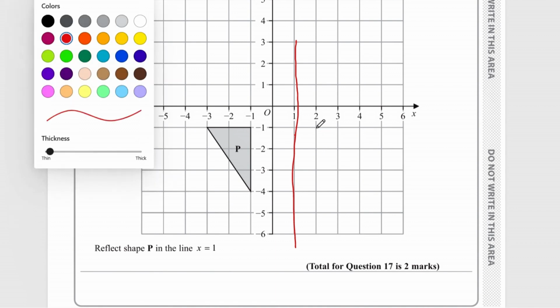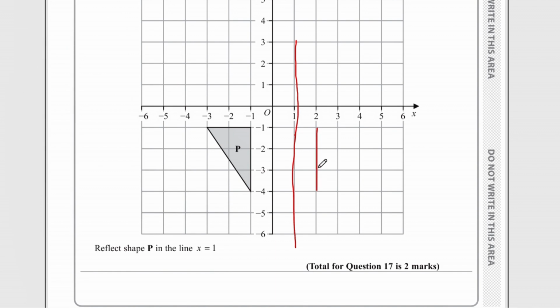So you draw to the right like that. You go 2, so this covers 2, and then you can just... okay. So this is the reflected shape.